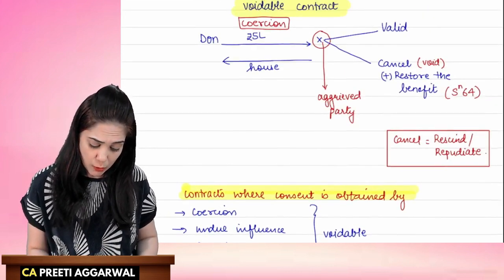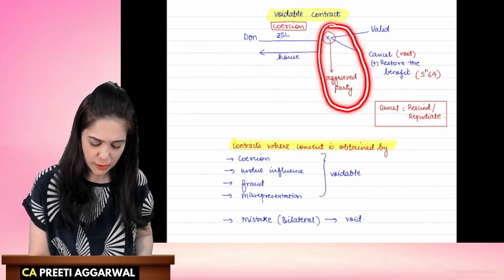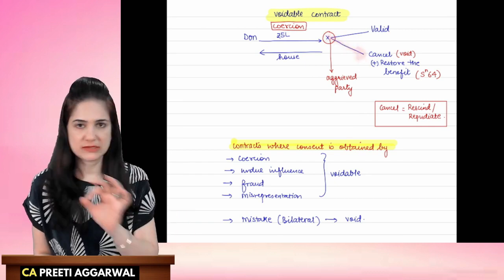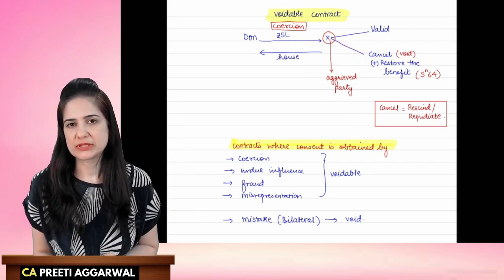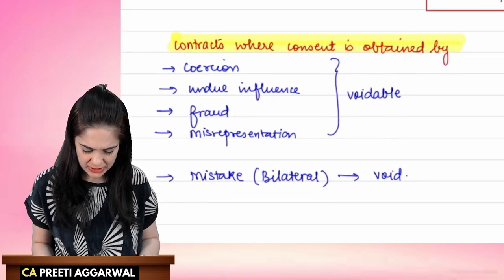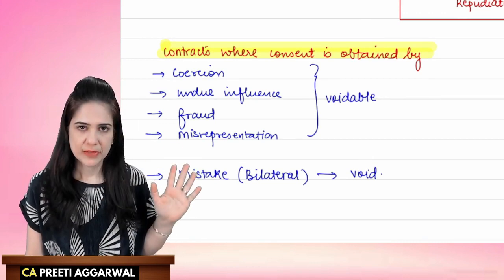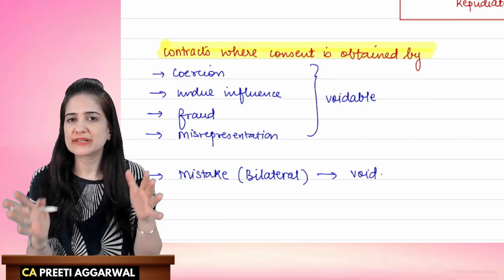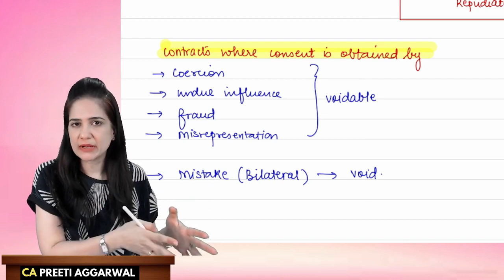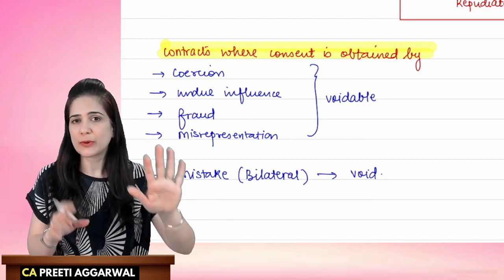Now, voidable contracts are such contracts where the aggrieved party has two options: keep quiet, treat the contract as valid, or cancel the contract. Now, these options are available only when the consent is obtained by coercion, undue influence, fraud, and misrepresentation. You will not select voidable option because you feel like. You will go for voidable only when it is specifically mentioned in the act. So when the act says that the contract is voidable, only then you will consider the contract as voidable. Otherwise, you will go with either valid or void.